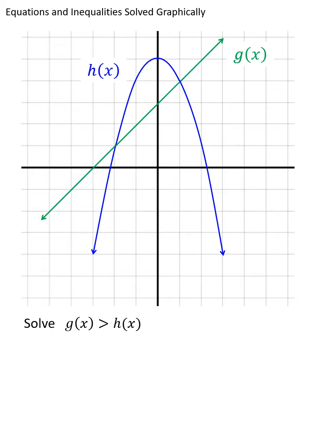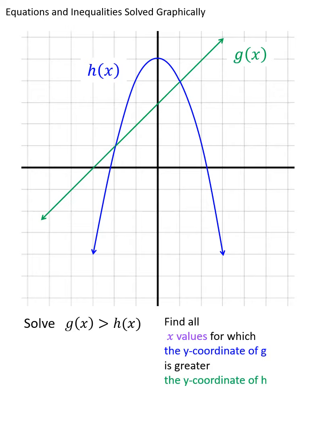And lastly, let's look at g greater than h. To solve the inequality, we need to find all x values for which the g function is greater than the h function. Well, that's the same as saying the y-coordinate of g is greater than the y-coordinate of h. And we find this visually by looking at the graph. Where on the graph is the g function bigger than the h function? Well, it turns out for all these points here, you can see just by looking that anywhere in either of these two red regions, g is greater than h.